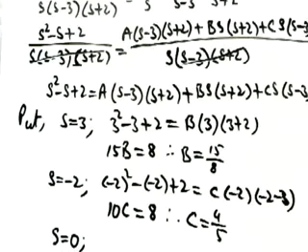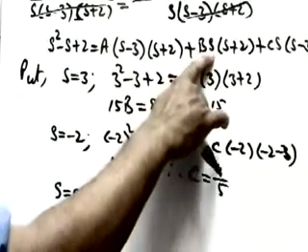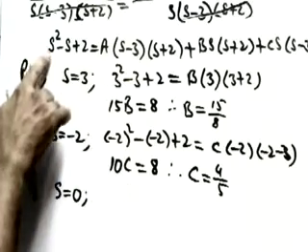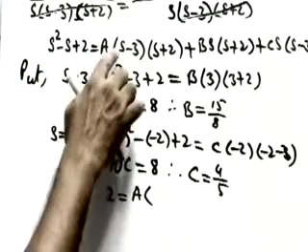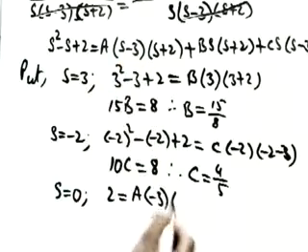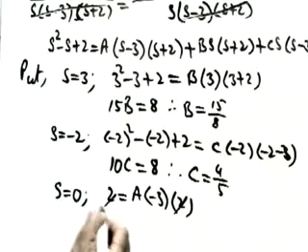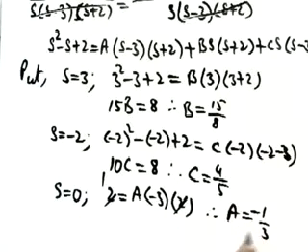And lastly put s equals to 0. If you keep s equals to 0, you watch carefully. This will become 0, s is 0, so this becomes 0, and you'll get the value from here. s is 0, 0 minus 0 plus 2 will be 2, a into 0 minus 3 will be minus 3, 0 plus 2 will be 2. This will become 2 ones are 2. Bring minus 3 there, therefore a equals to minus 1 by 3.